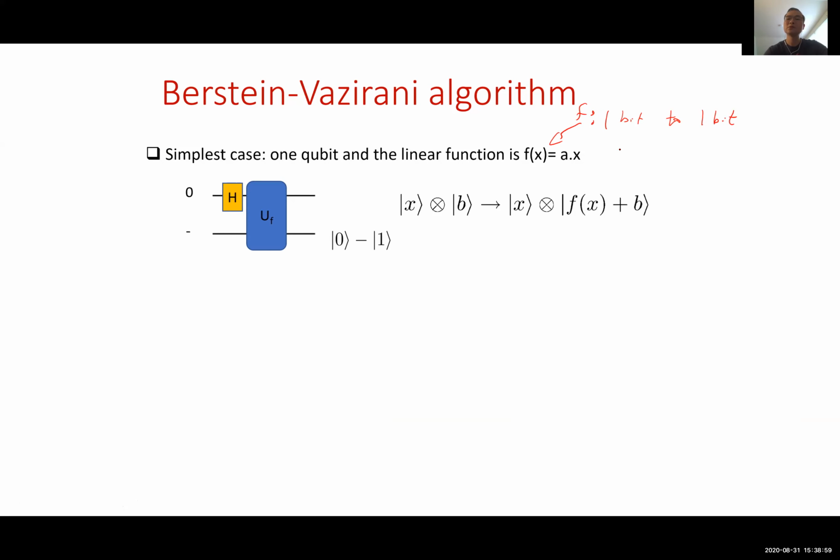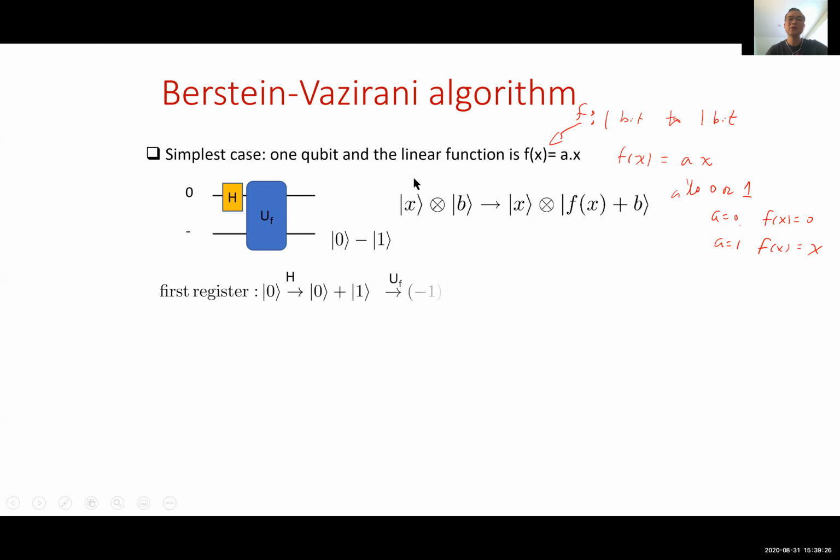Okay, so f of x is a times x, where a is 0 or 1, right? If a is 0, f of x is going to be 0. If a is 1, f of x is x. This is a very simple function.